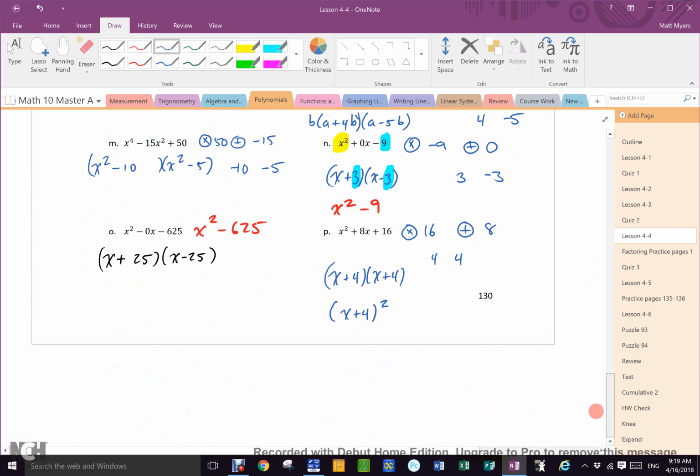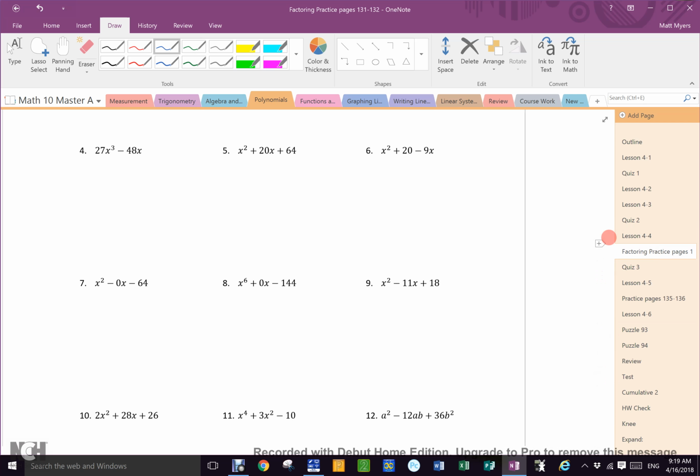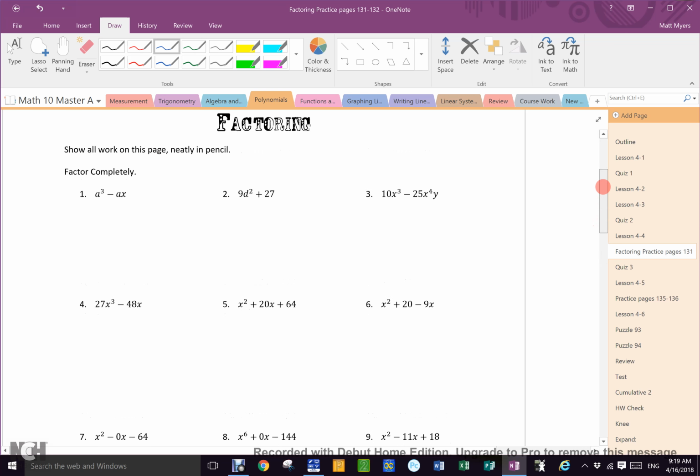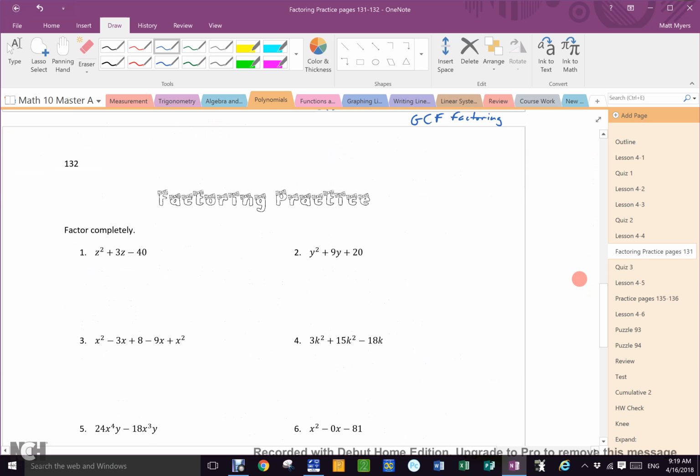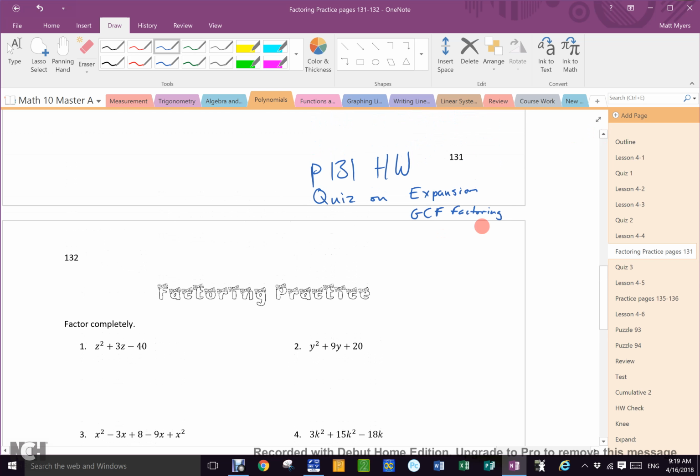Where did it go? I was just writing it. Where did it go? Where did it? Oh, there it is. Pages 127 to 128.